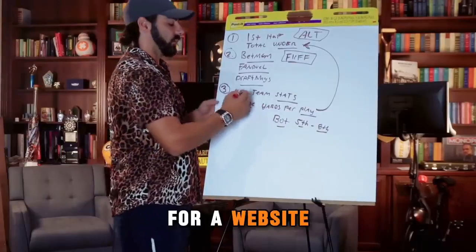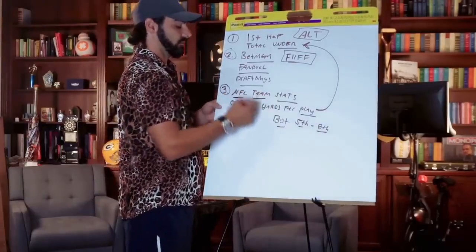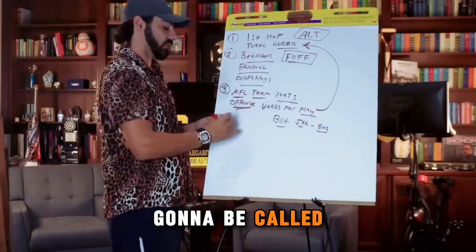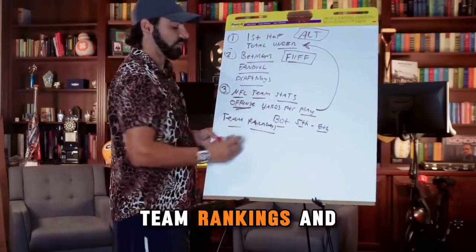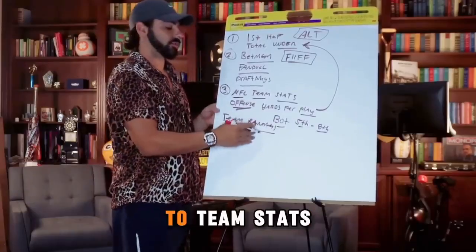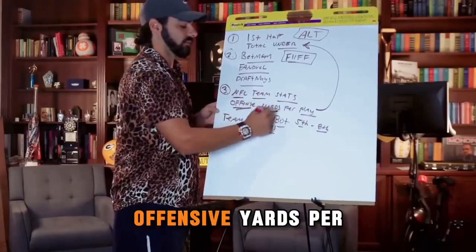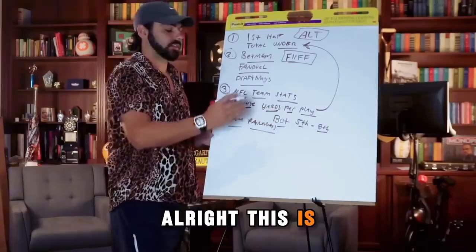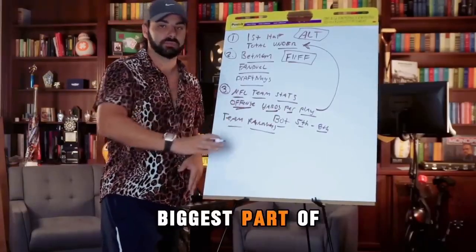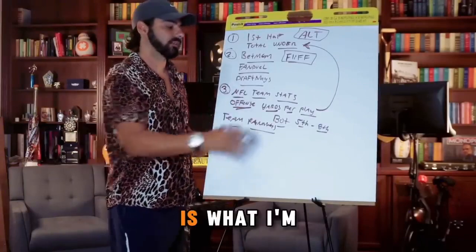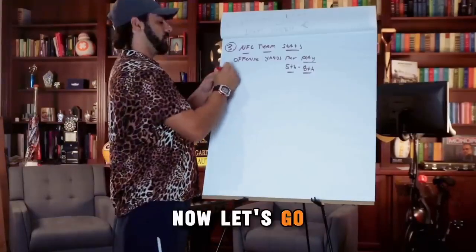Now, if you're looking for a website to find this statistic, it's called Team Rankings. All you do is go to team stats for the NFL, go to total offense, and then it'll say offensive yards per play. This is very important. This is the biggest part of literally the strategy, what I'm teaching you right here. Now let's go ahead and get to number 4.